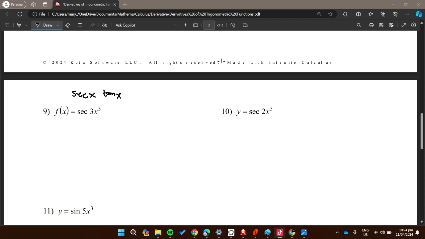15x, ano yan? 15x to the fourth power. Okay. Tapos, secant tan. Alright, that's correct. Kath, that is correct.